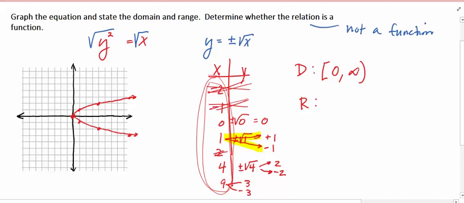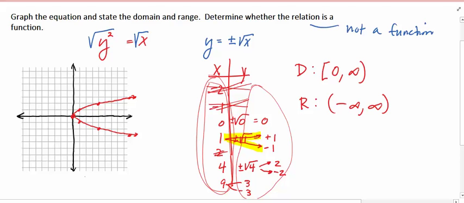Let's take a look at the range by looking at the right side of my table. Did I have negative and positive numbers? Yes. Did I have 0? Indeed I did. So I'm going to go, hey, that's just the whole number line. Negative infinity to infinity along the y number line that way.